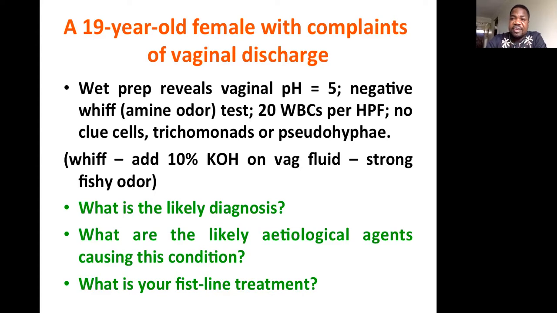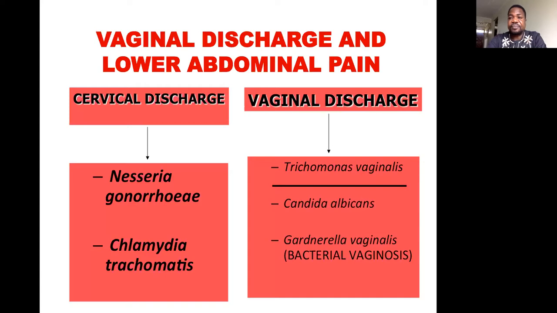So you can use a third generation cephalosporin 250 milligram single injection IM, and you can combine that with 1 gram of azithromycin single dose. So to treat as a first line empiric treatment. So when you suspect cervicitis, it's mainly caused by Neisseria gonorrhoeae or Chlamydia trachomatis.